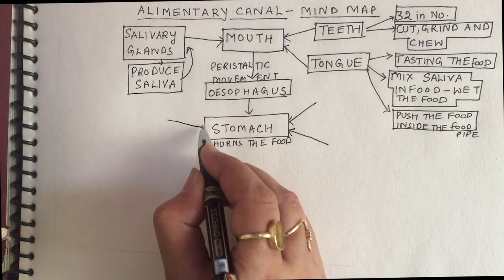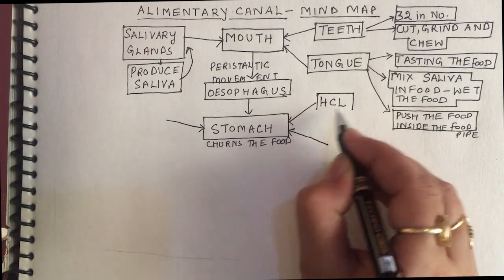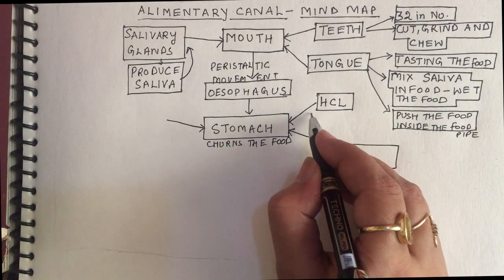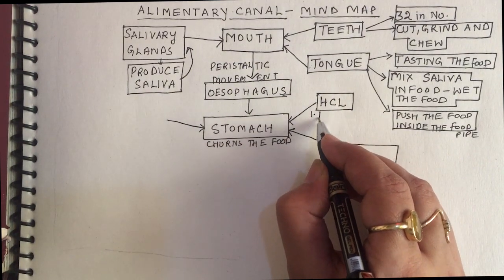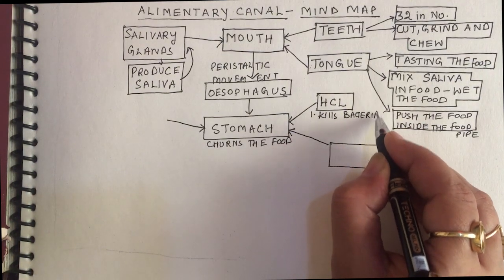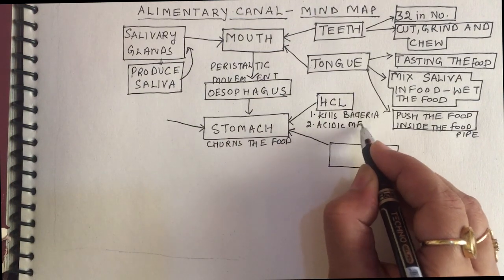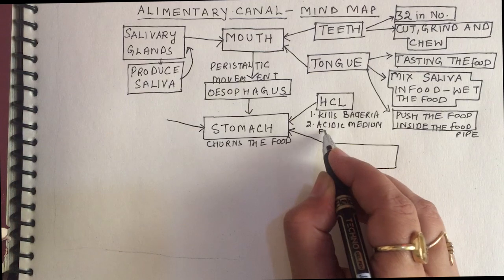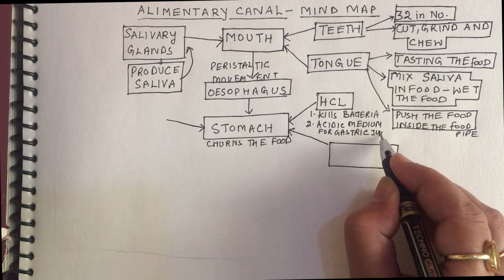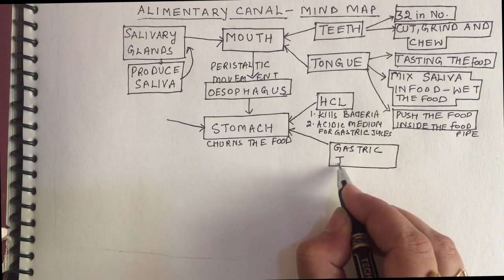You can say like this. One is HCl, which is the acid secreted. What is the function of this acid? First of all, it helps in killing the bacteria, and it also prepares acidic medium for gastric juices to work, because gastric juices only work in acidic medium. Okay, and here you have gastric juices.